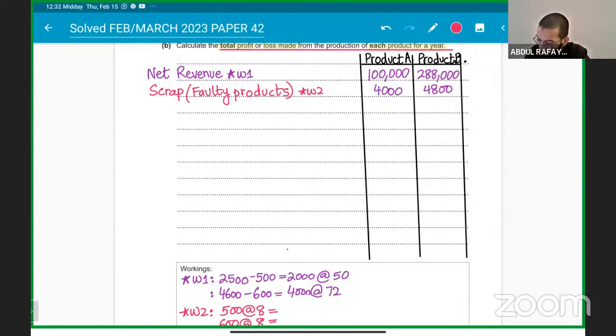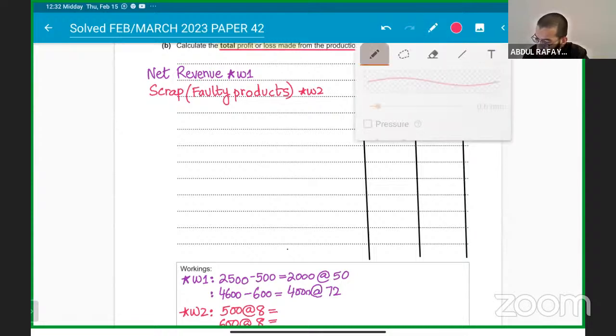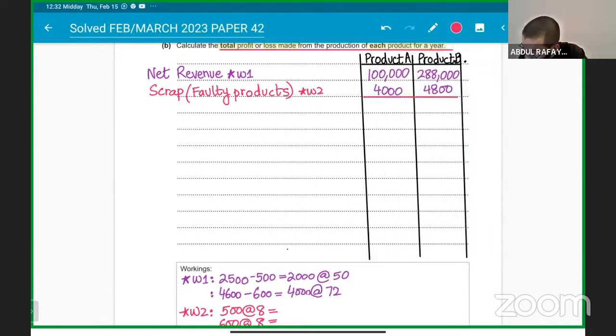So if you want to add this revenue, let's add this revenue as well, okay? So it will be 1,04,000 and 288,000 plus 4,800. That will be 292,800. Getting it, guys? Clear? Any doubts? Any question or any problem? So let me know. Or this is clear, right?